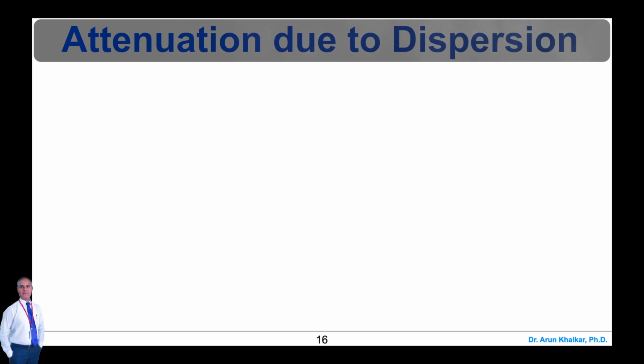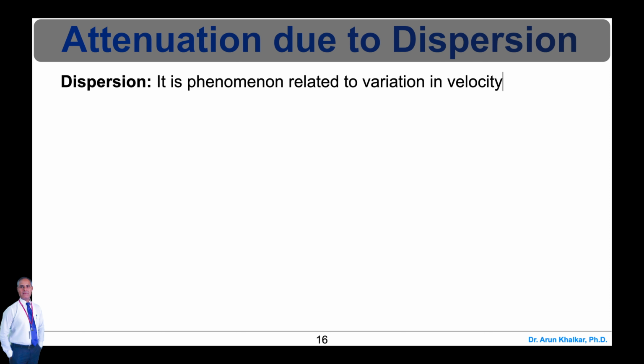Now let's see the attenuation due to dispersion. Dispersion is a phenomenon related to variation in velocity of different wavelengths or different modes. Dispersion losses are the result of distortion of the optical signal when traveling along the fiber. The light wave spreads as a function of time when it propagates. Due to pulse broadening and overlapping, the output signal gets distorted.